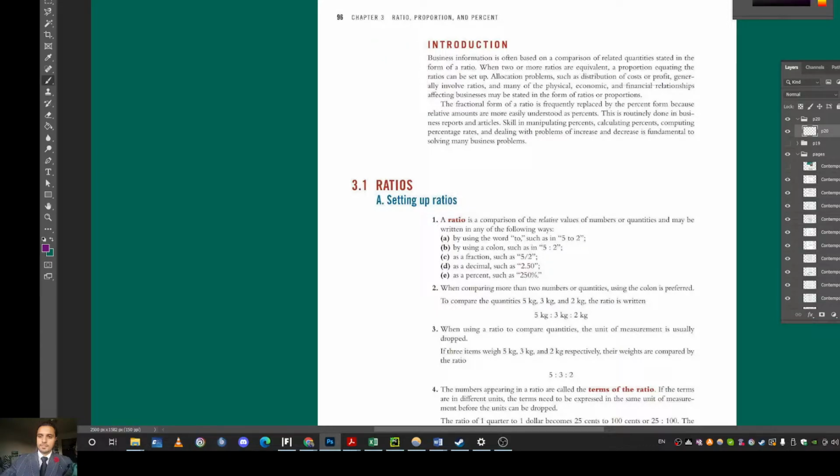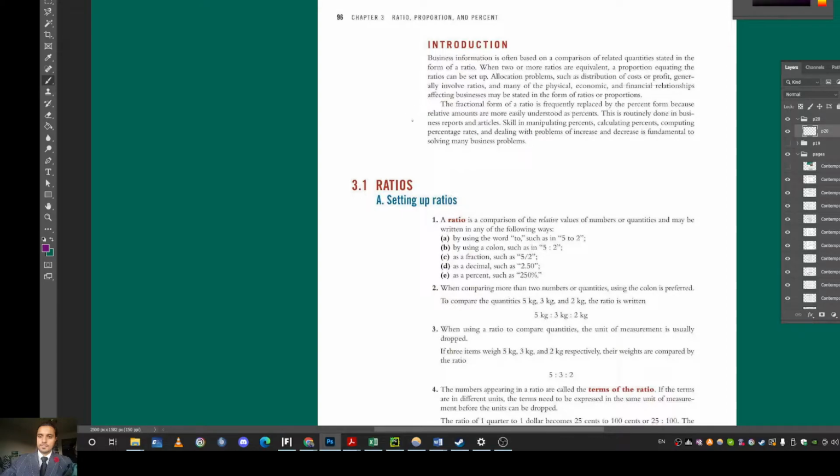Allocation problems such as distribution of cost and profits generally involve ratios, and many of the physical, economic, and financial relationships affecting businesses may be stated in the forms of ratios or proportions. So we can express different problems that happen in business in the form of ratios and proportions. The fractional form of ratio is frequently replaced by the percent form because the relative amounts are more easily understood as percents. If you don't understand any of what I'm saying, don't worry. As you go down this chapter, things will become a lot easier.